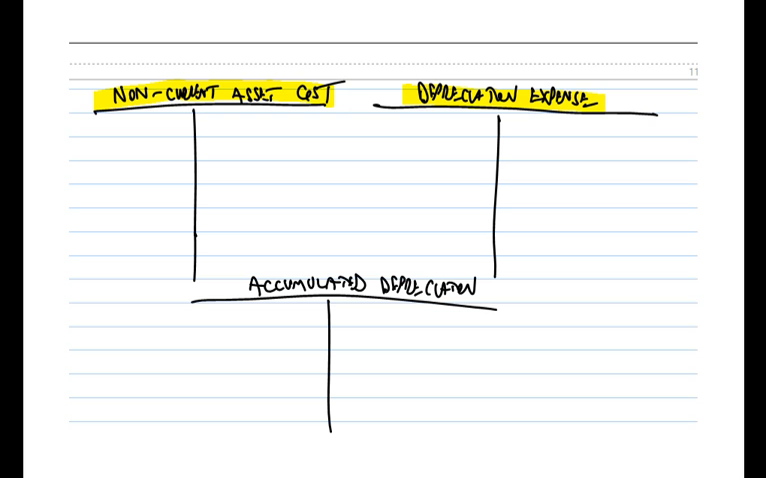We've got a depreciation expense ledger account showing the cost we're going to suffer in our P&L, and we've got the accumulated depreciation ledger account.